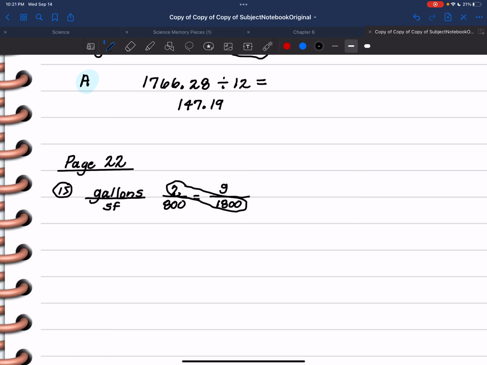So 2 times 1,800 is going to be 3,600. And then divide that by 800. And that will be 4.5. So you need 4.5 gallons of paint. That is answer C.